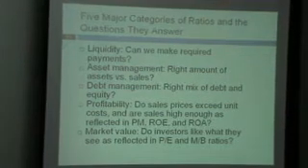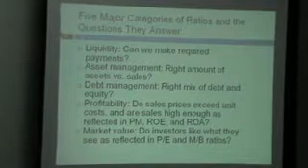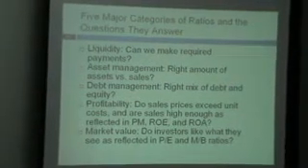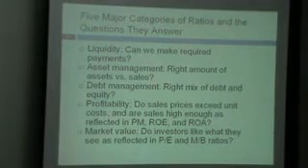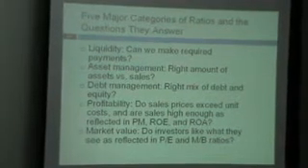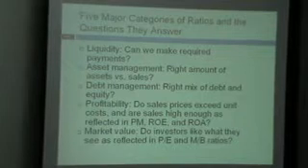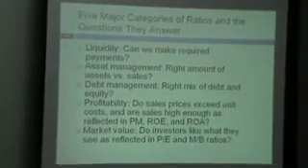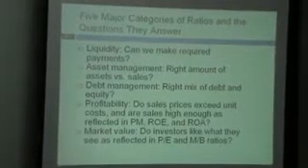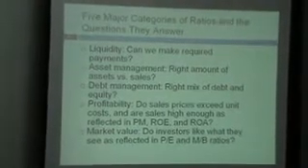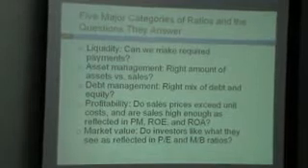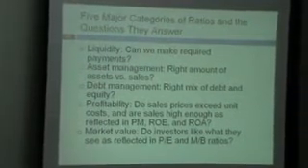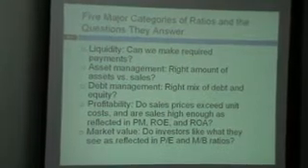Second is asset management ratios. Asset management: how the assets are utilized, how well the assets are being utilized to generate the sales. So the right amount of assets versus sales. The third type of ratios that are generally calculated shows us the debt management, how well the debt is being used. The company has financed through borrowing, and how well the company is using that money is reflected by debt management ratios.